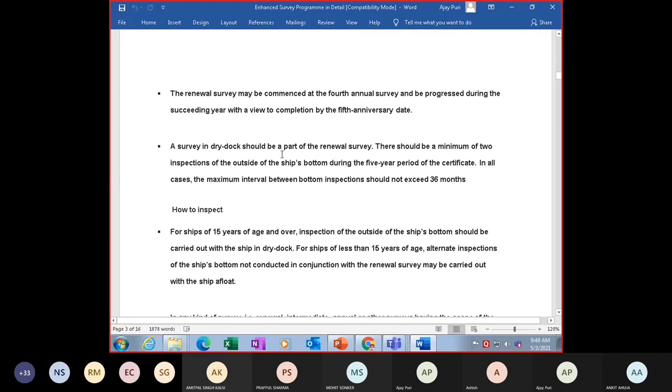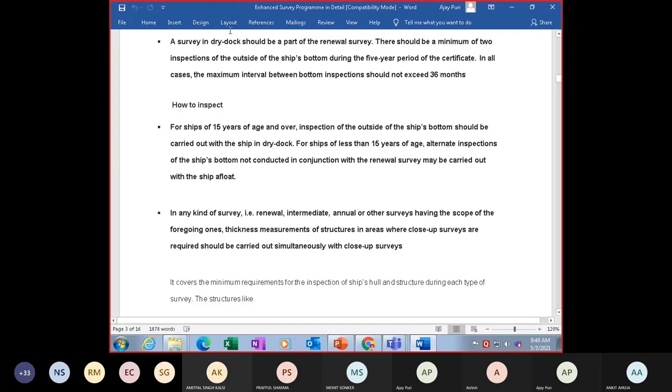So a survey in the dry dock should be part of renewal survey. So minimum 2 inspections to be done within this 36 months period. Maximum interval is 36 months. So two surveys to be done of the ship's bottom within 5 years period.